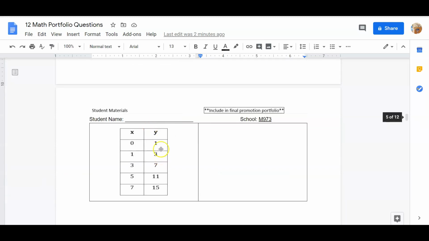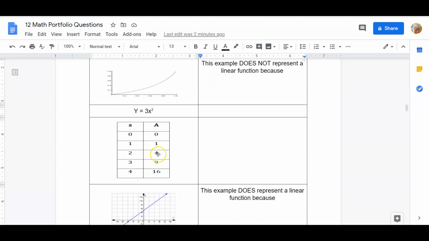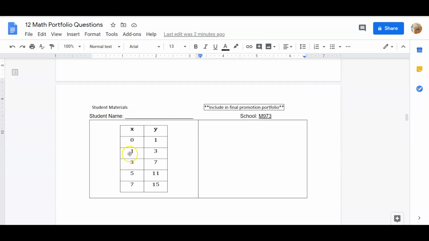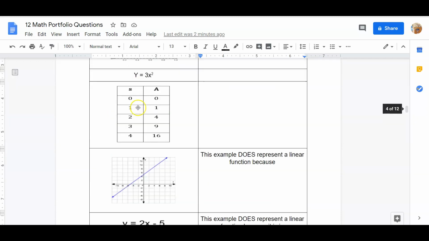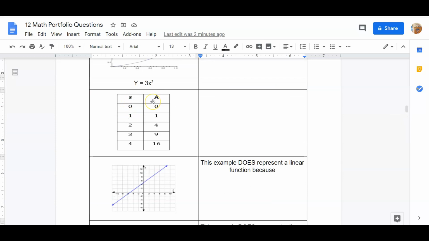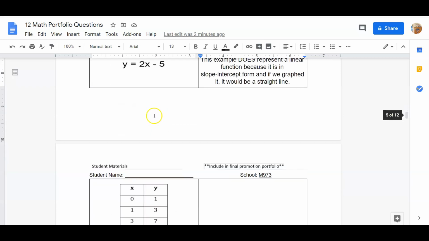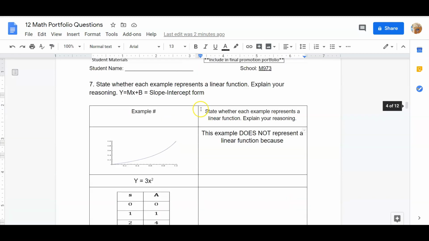And finally, we have two tables. Each table has a left and a right side, or an x and a y side. In this case, it's S and A. That's okay. So we're going to look at these two questions, or these two tables, I should say. And we need to decide if they're linear or not.